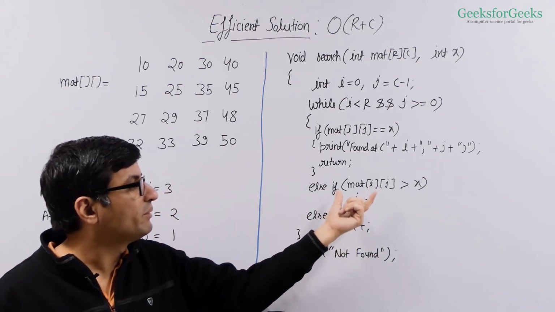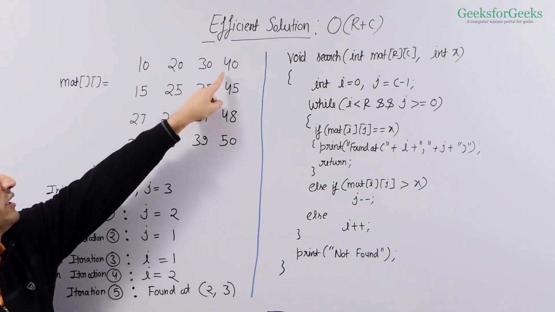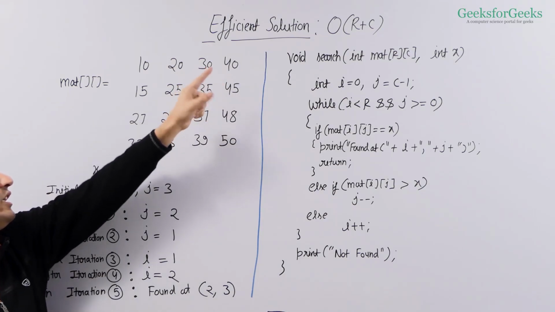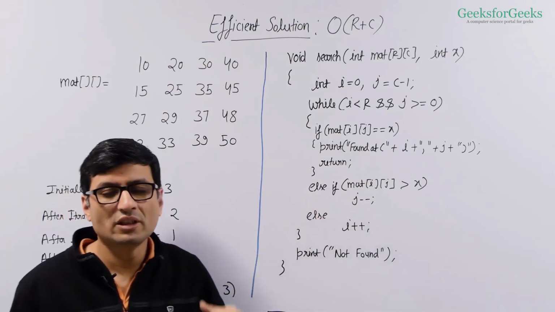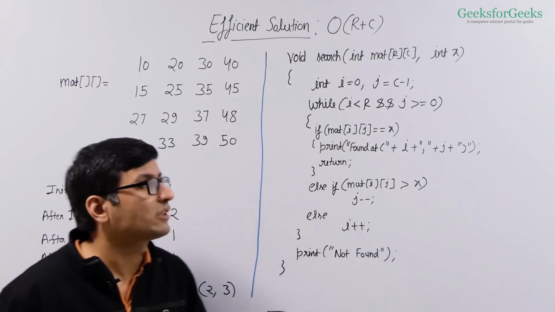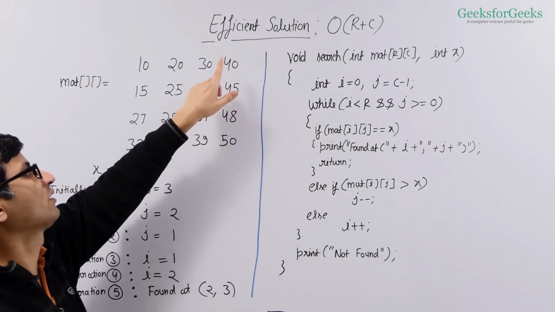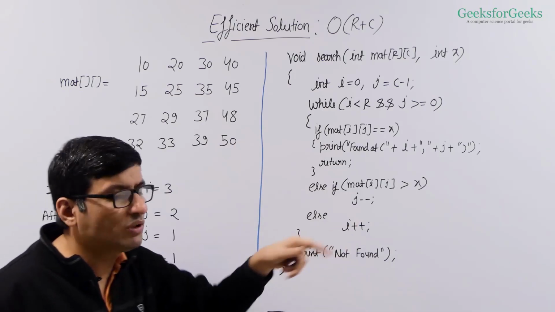The other case is when matrix[i][j] is greater than x, like 29 and 40, it's greater than x, right? So we go to the left side. For that we do j minus minus. And the third case is when matrix[i][j] is smaller than x. Like if we are searching for 50, then we'll go down, right? So in that case we do i plus plus.